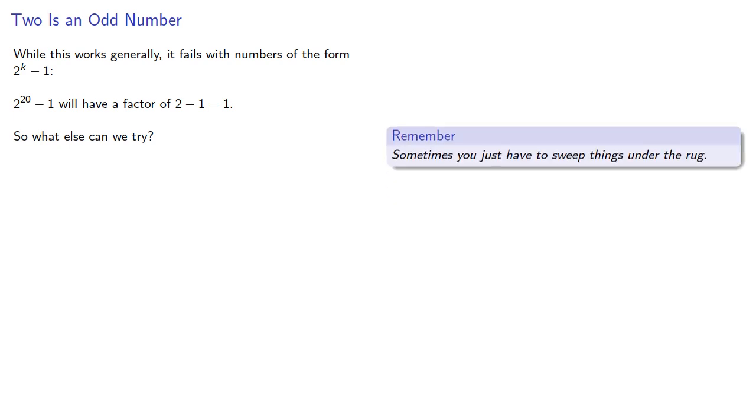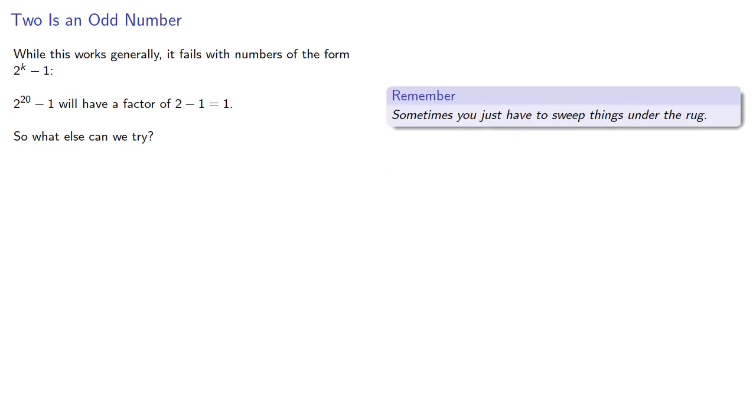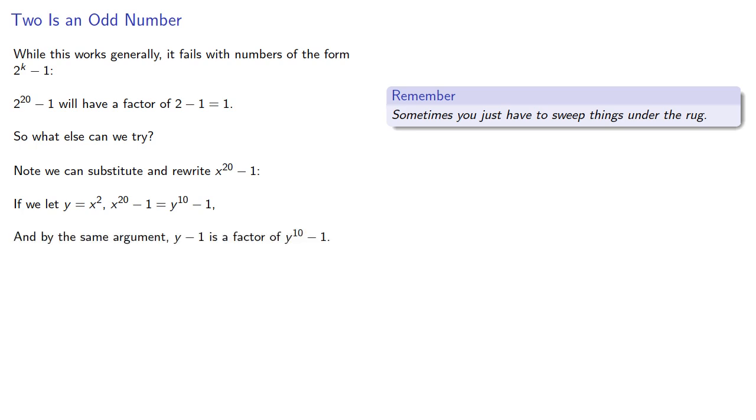Sometimes it's helpful to just sweep things under the rug. Note that we can substitute and rewrite x to the 20th minus 1. For example, if we let y equals x squared, then x to the 20th minus 1 becomes y to the 10th minus 1, and by the same argument as before, y minus 1 is a factor, and since y equals x squared, x squared minus 1 is a factor.